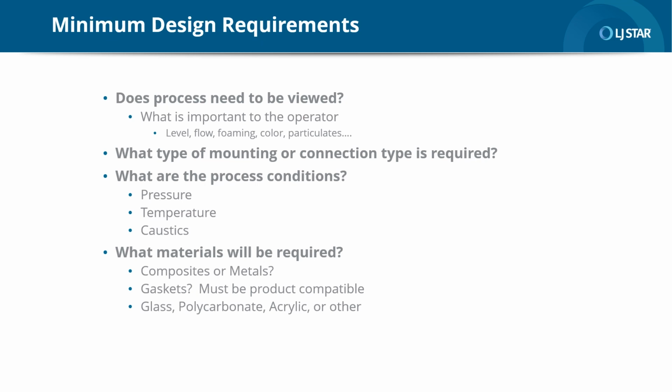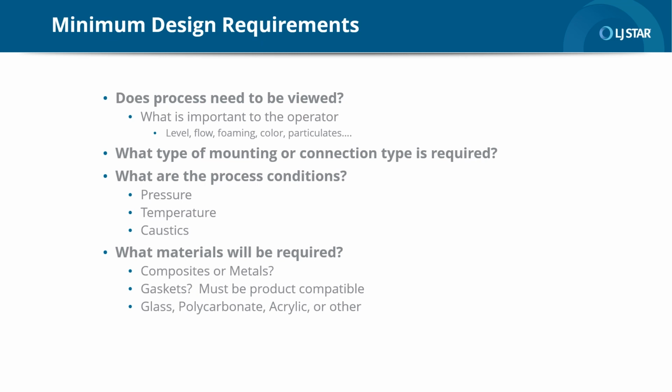Are they trying to see level? Is it flow? Is it foaming? Is it color? Is it particulates? What are they looking for? What are they trying to view? So we know if a light is required, so that we know if all we're looking for is level. Is it flow? So there's different styles of sight glass for each of these applications. We love to have this information. We could probably get by if you have just some sort of an idea. It doesn't have to be perfect.